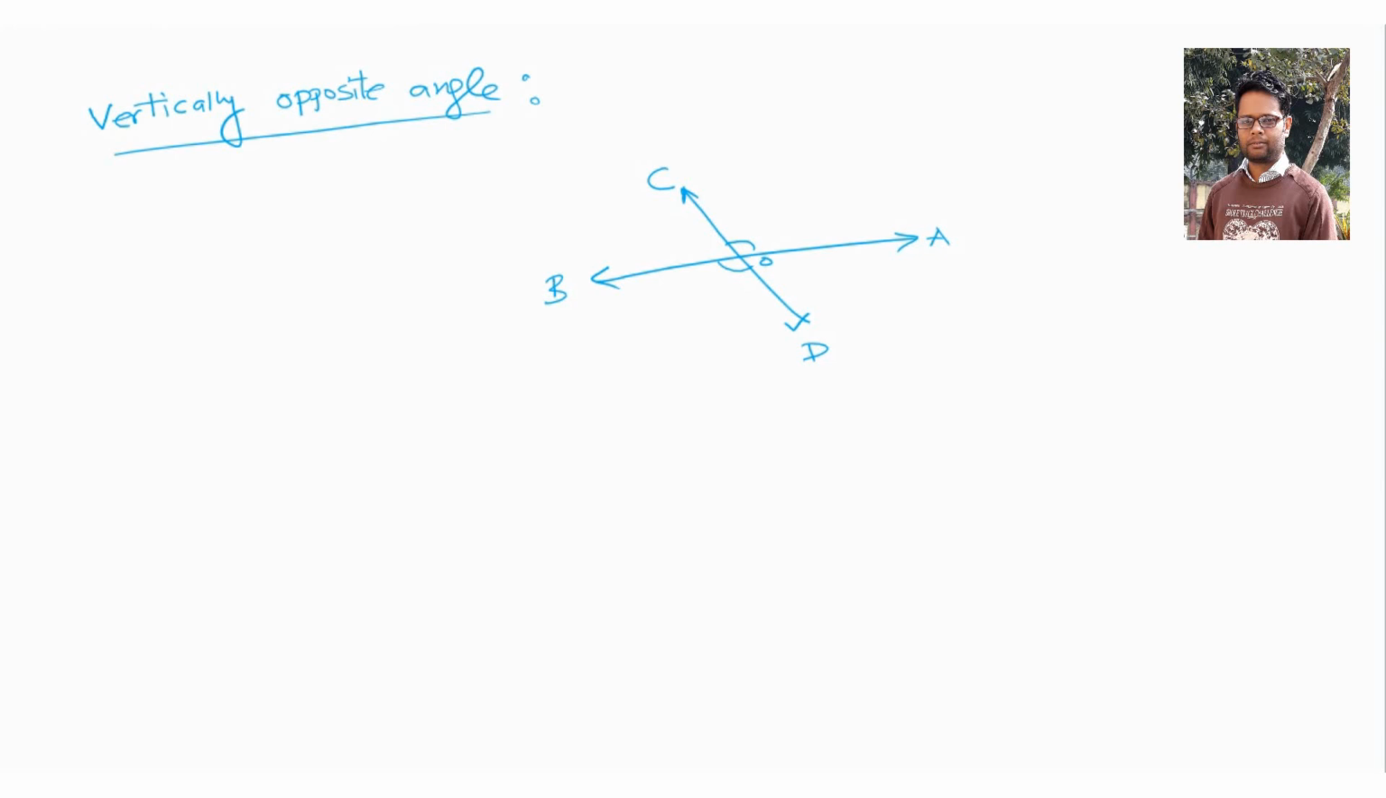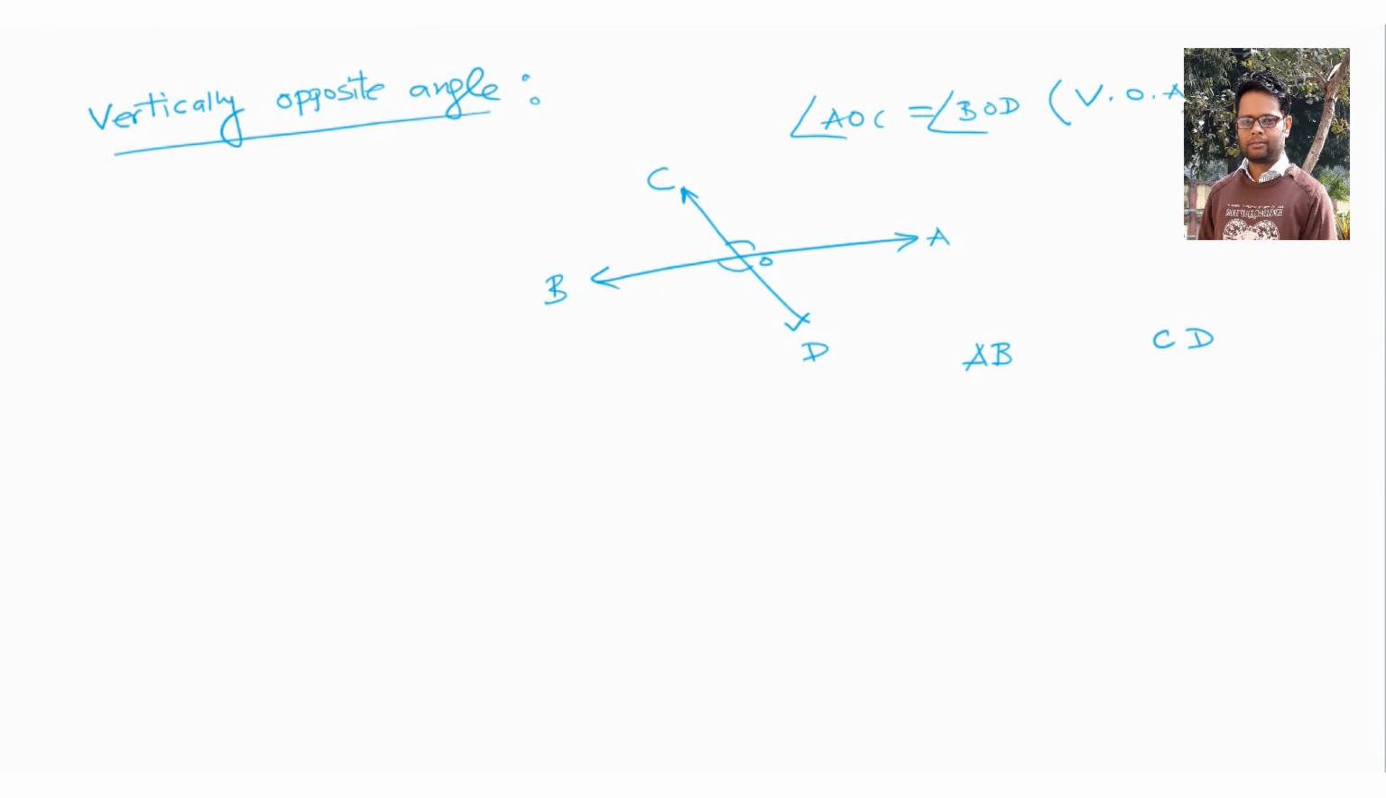Vertically opposite angles. When two straight lines intersect, the angles on the opposite sides of their point of intersection are called vertically opposite angles. Here AB line intersects with CD line, so they have this vertically opposite angle, means AOC angle is equal to BOD angle. They are equal and they are called vertically opposite angles.